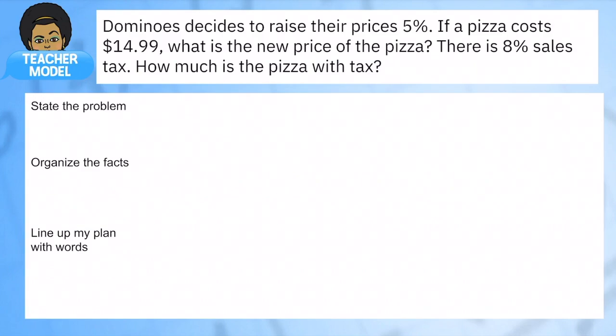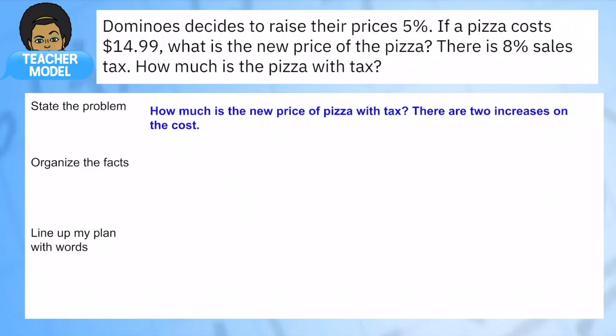Domino's decides to raise their prices 5%. If pizza costs $14.99, what is the new price of the pizza? There is 8% sales tax. How much is the pizza with tax? So we're trying to figure out the new price of the pizza and then the tax. There are 2 increases. So what is 5% higher, 5% more of $14.99? And then whatever that is, we want 8% of that. So there are 2 things happening here.